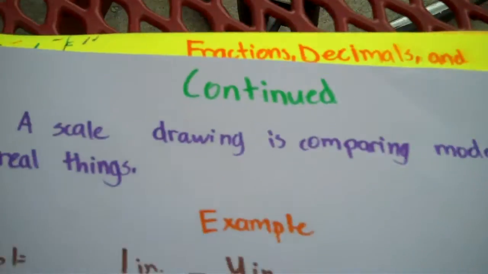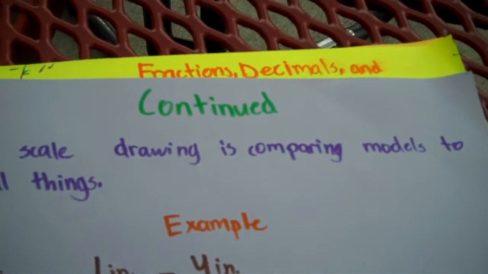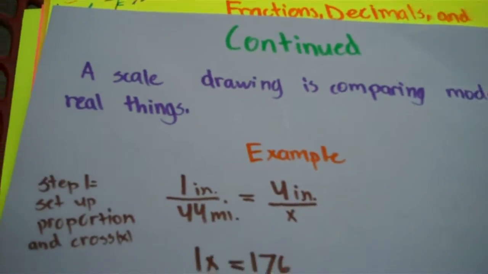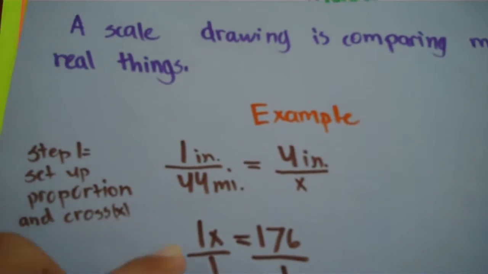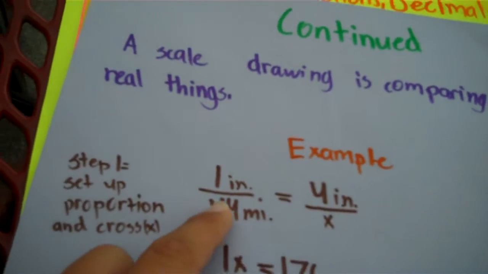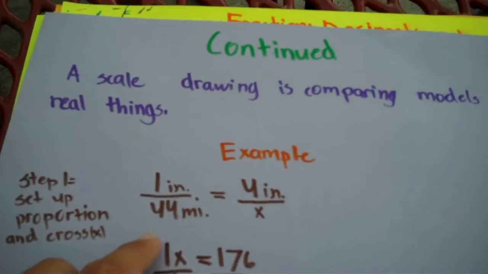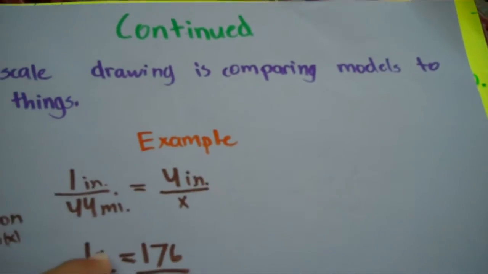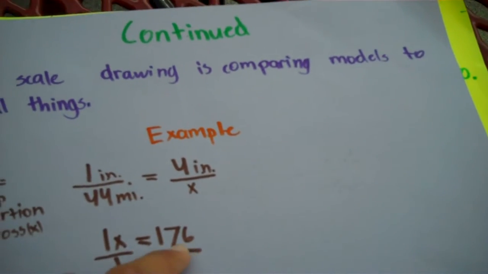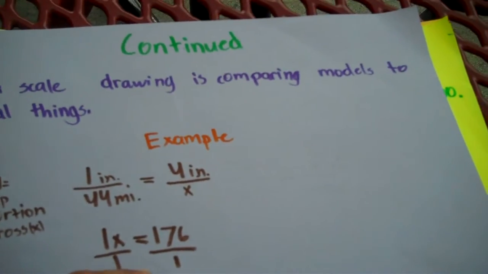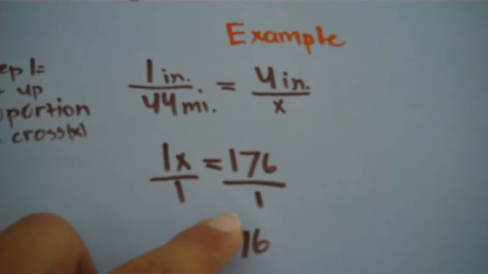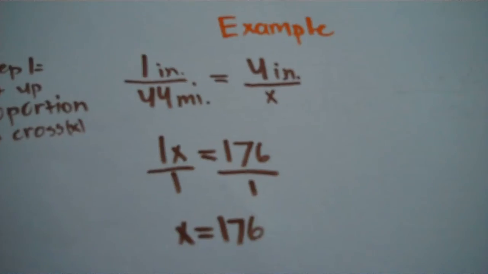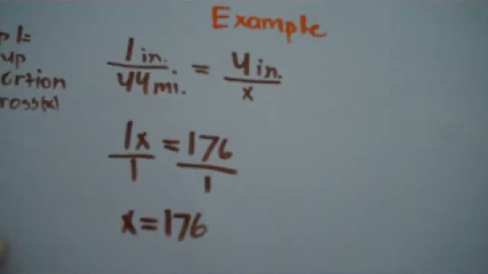For scale drawings, it's a little bit different. A scale drawing is comparing models to the real things. An example of that is doing inches to miles. So 1 inch would equal 44 miles, and what would 4 inches equal? So you just have to cross multiply, so it'd be 1x equals 176, and you'd have to divide it by the side with the letter, so you'd have to divide it by 1, and 176 divided by 1 equals 176. And that's basically all you have to do.